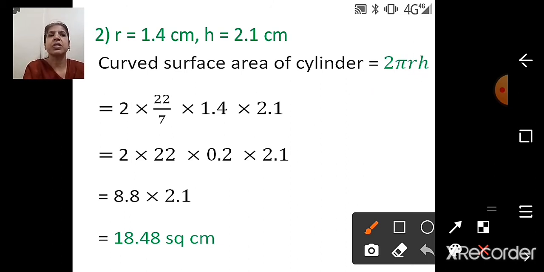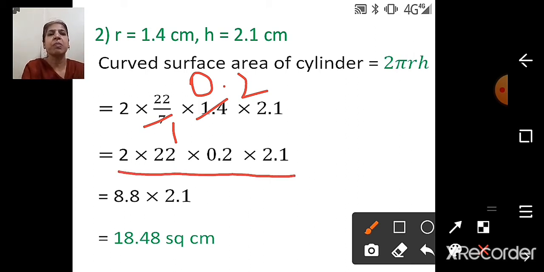So we will write curved surface area of cylinder is equal to formula 2πrh. Next step, substitute the values. So 2 into 22 upon 7 into, now radius is 1.4, so multiply with 1.4, then height 2.1. Then we will divide. 7 ones are, now here decimal is there. You know that 7 2s are 14, but a decimal is there, so we have to write 0.2, because 1 place decimal will come. Then what is remaining is 2 into 22 into 0.2 into 2.1.